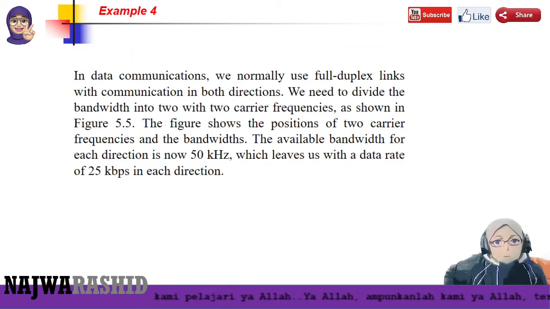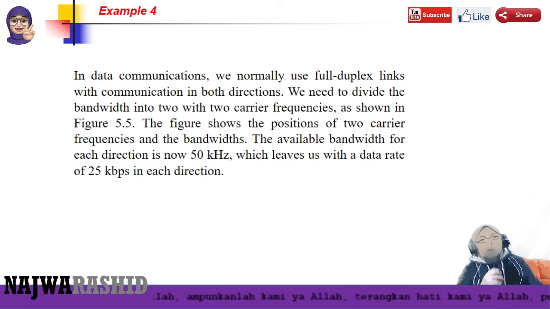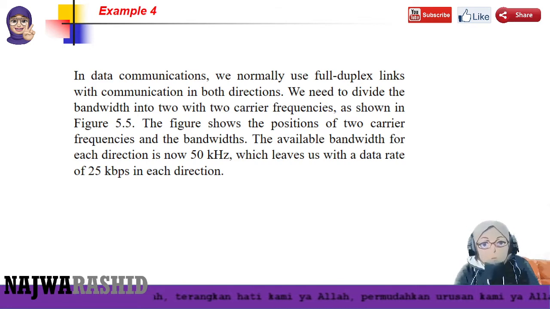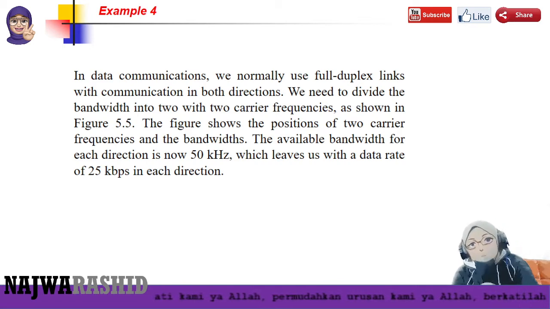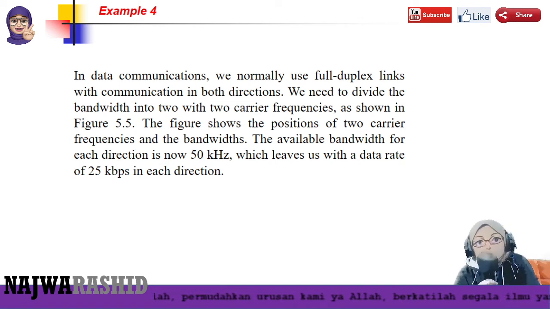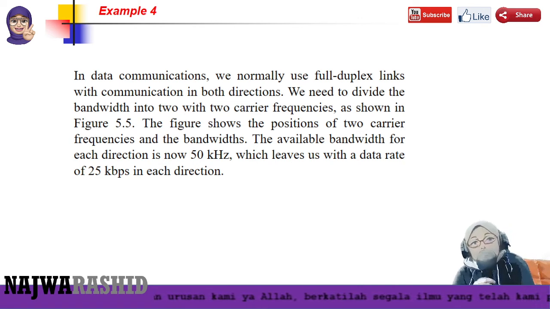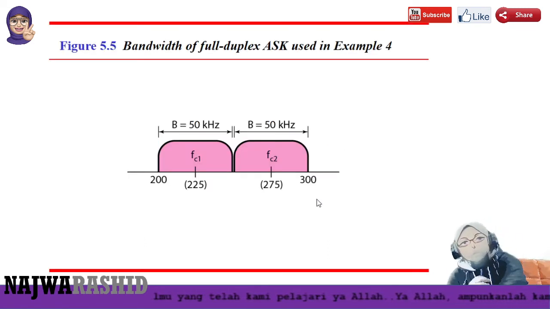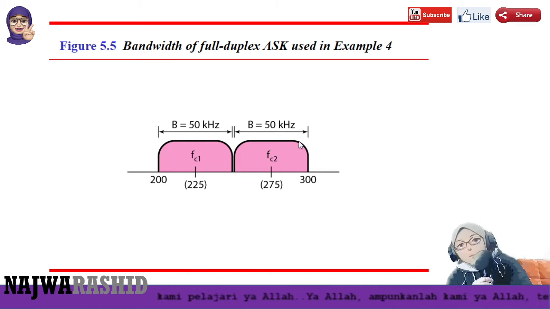Okay, the next example. In data communication, we normally use a full duplex link for communication. That means both sides can send data in both directions. So we need to divide the bandwidth into two with two carrier frequencies. The carrier frequencies are shown in this figure. This one has two frequencies.